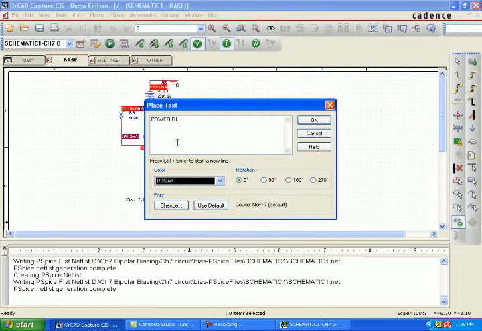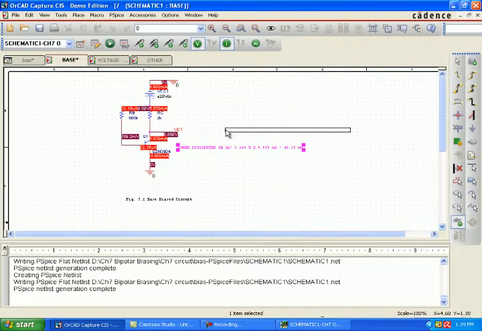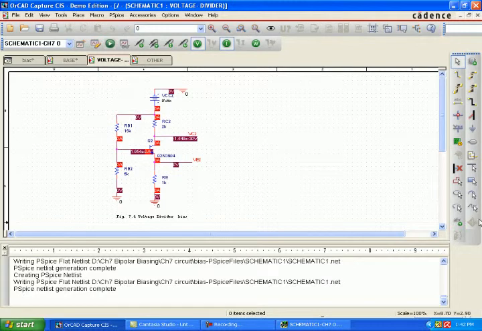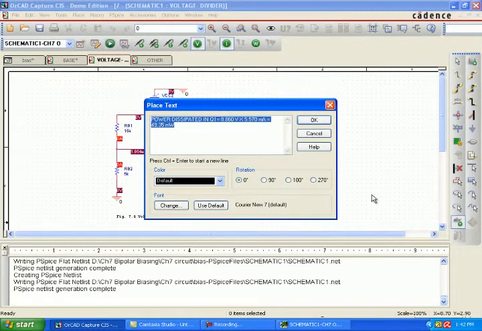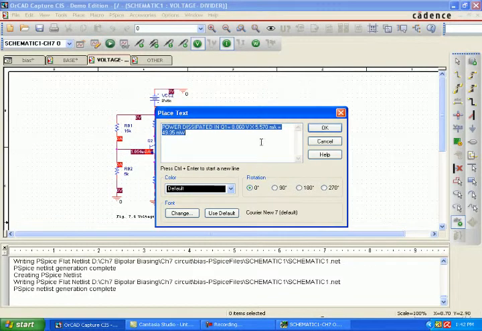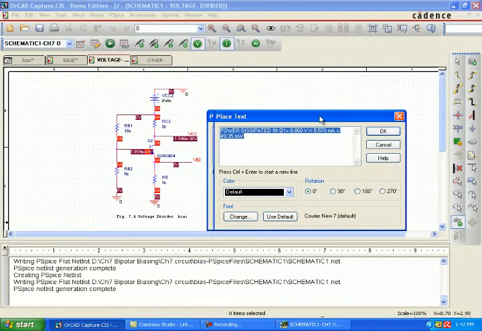Now we generate the power dissipation in the transistor for each of the 4 bias circuits. Power dissipated in the Q1 is equal to V into I. For the voltage divider circuit, power dissipation is equal to this much. It's simply V into I.